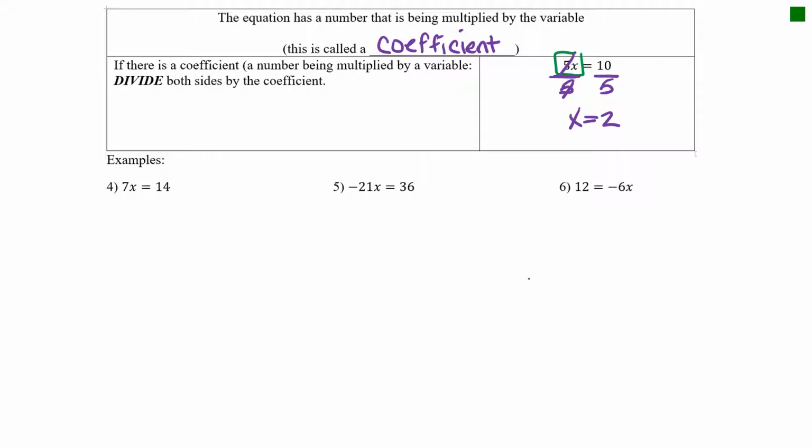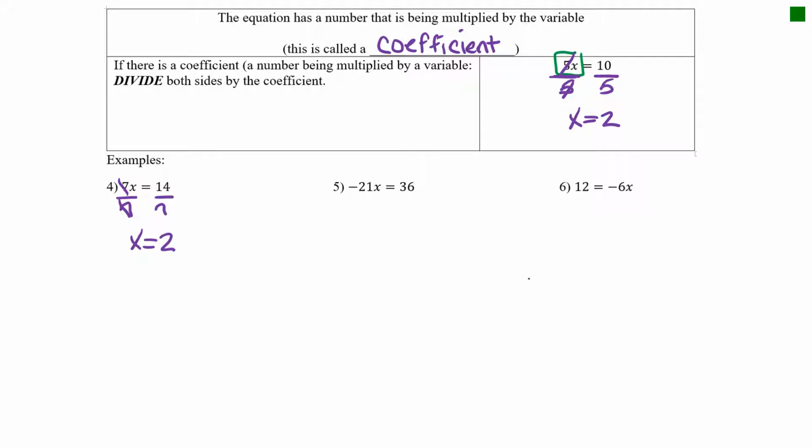So for example number 4, 7 and x are being multiplied. Opposite of multiplication is division. Divide on the left, divide on the right, divide by 7 because 7 and 7 cancel. So x is equal to 2. Therefore, all the answers are 2. Look at that. Just kidding.